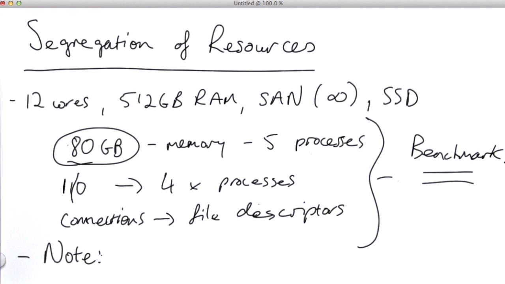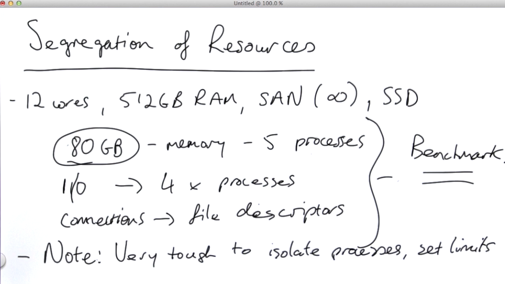Final note here, in terms of segregation of resources on a particular host, it is very tough. In fact, I would say it's impossible, but someone out there may correct me. It's very tough to isolate processes and set limits without going to other solutions. We're going to talk about some of those solutions in a second, but if you're just running processes on a particular host, it's very tough to set sane limits so that one process can't stomp all over the other ones. So that's the note. You have to be aware of that, you have to be ready for that, and you have to do your planning appropriately.